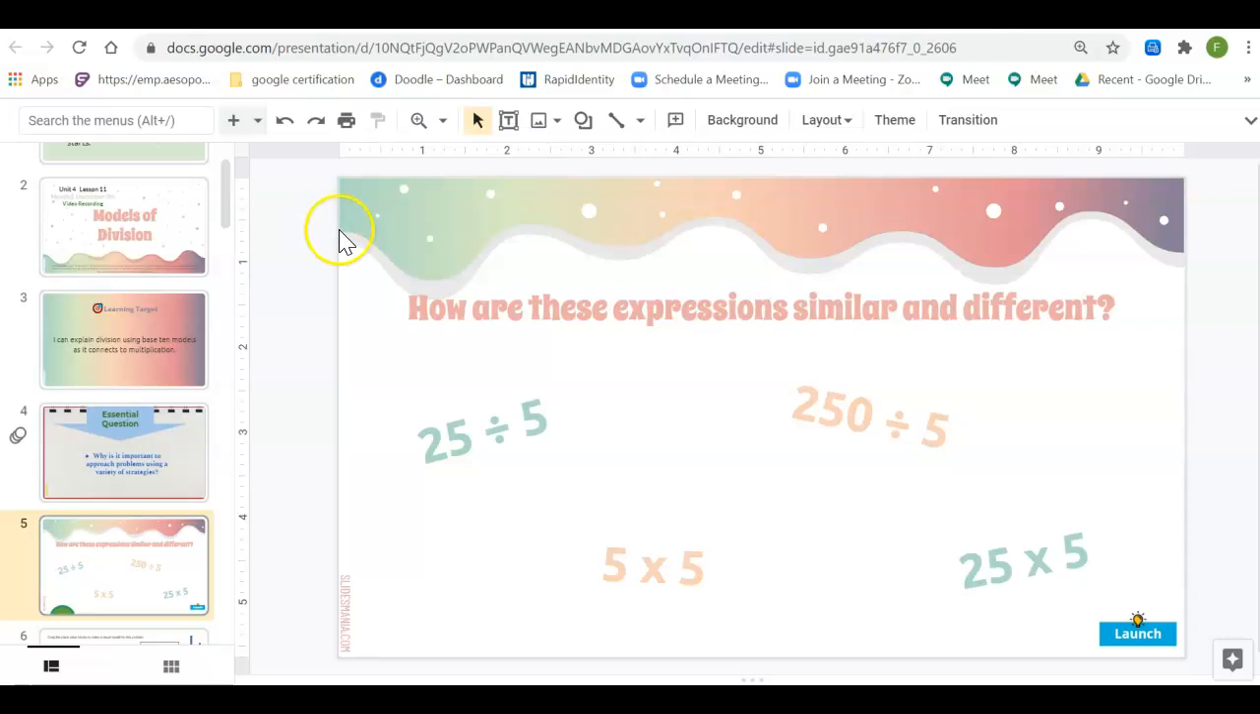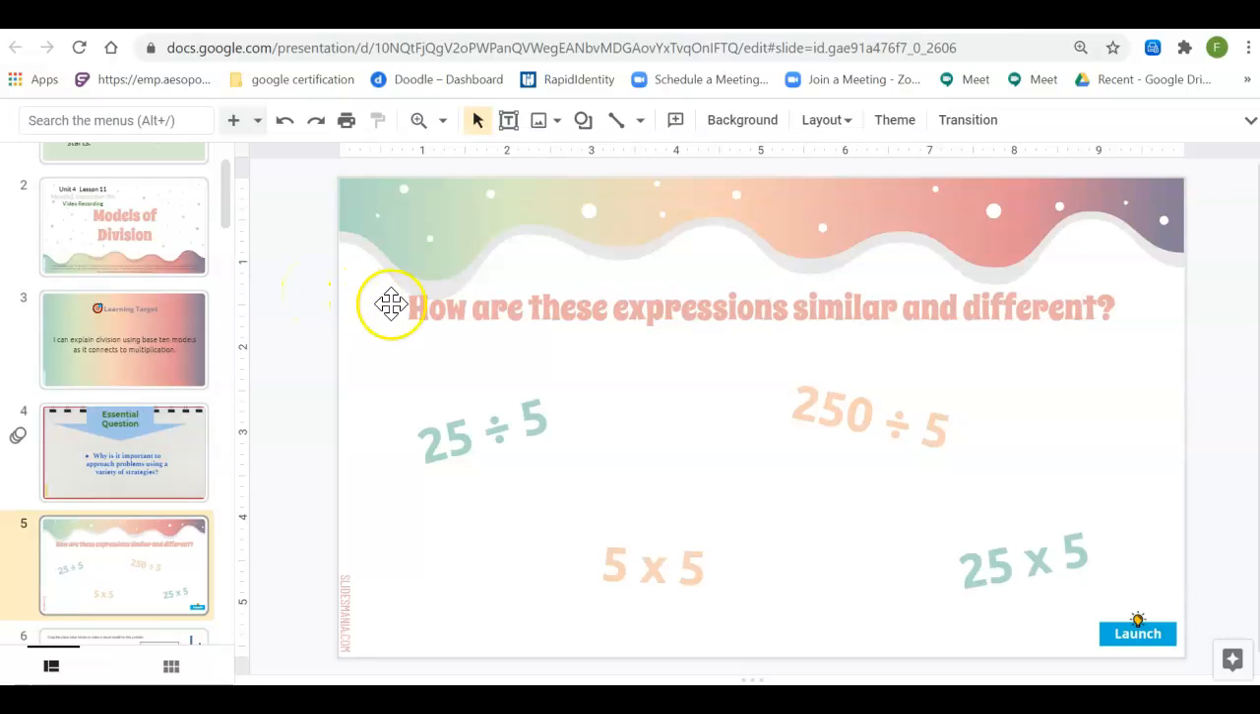On our next slide, we've got a question that says, how are these expressions similar and how are they different? Right here, we've got 25 divided by 5, and right here, 250 divided by 5. At the bottom, 25 times 5, and right here we've got 5 times 5. Let's pause the video for just a minute. I want you to think about how these expressions are similar and different, and whatever answer you come up with, write it in your math notebook.